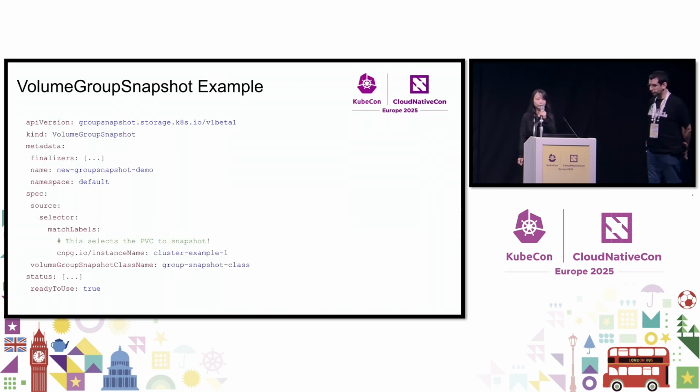Here is an example. See the label here. You need to specify the label on all the PVCs you want to be snapshotted together.